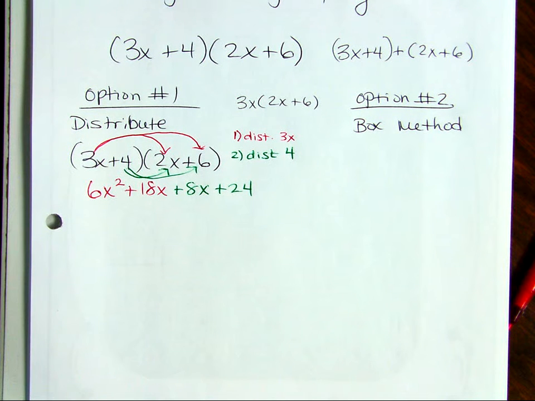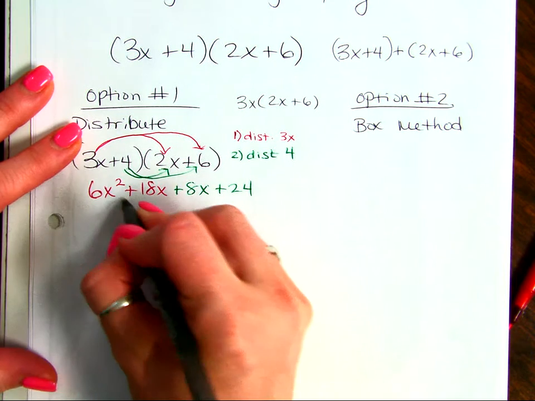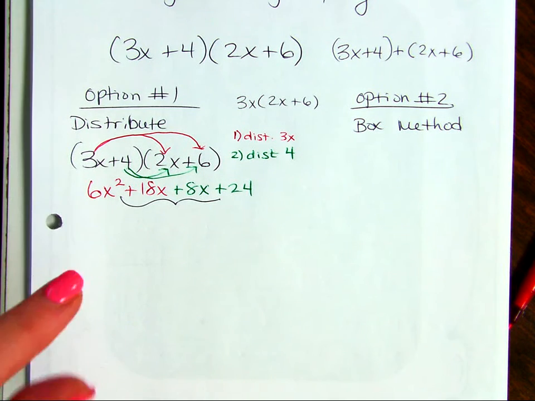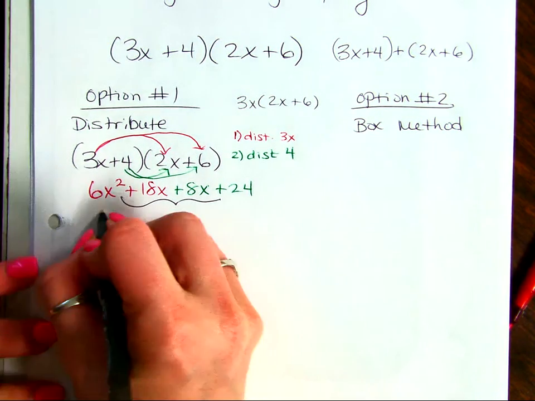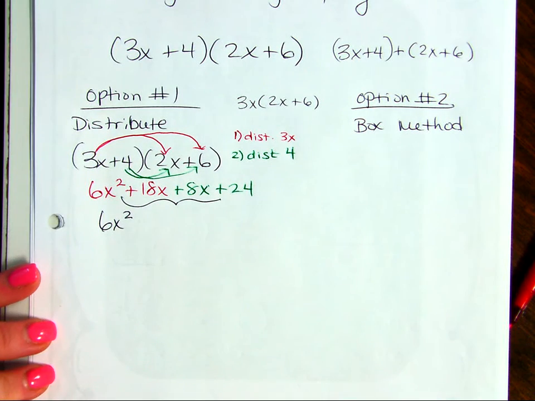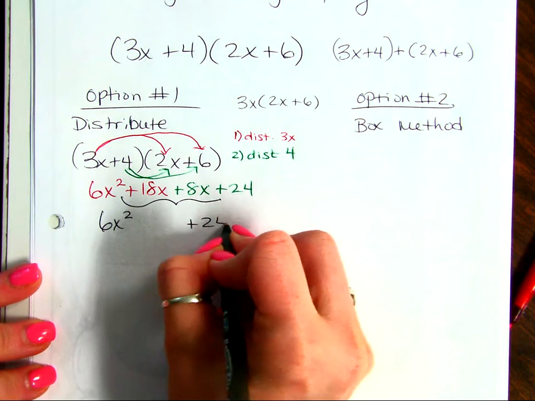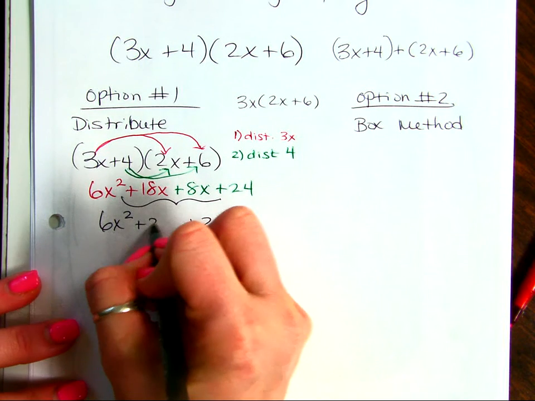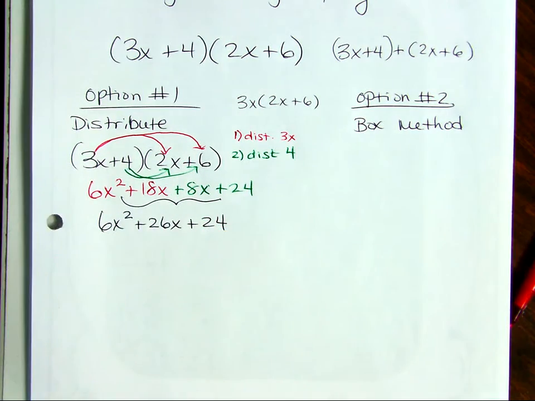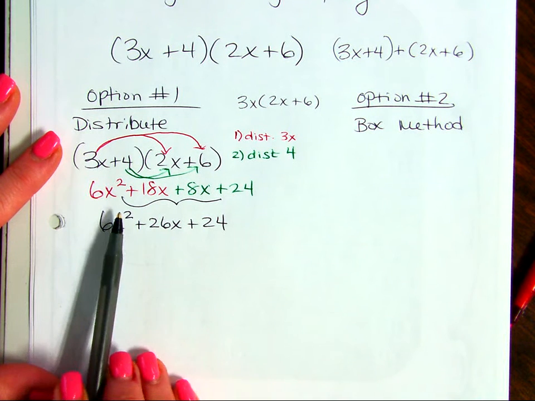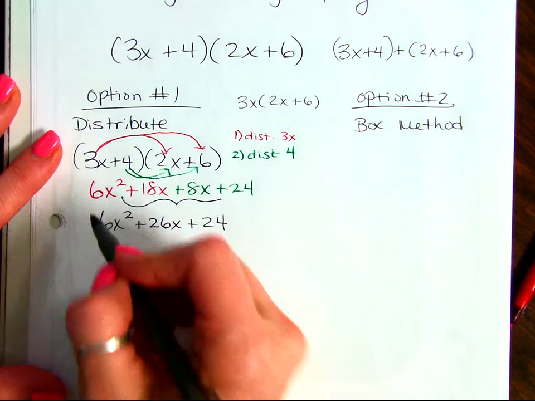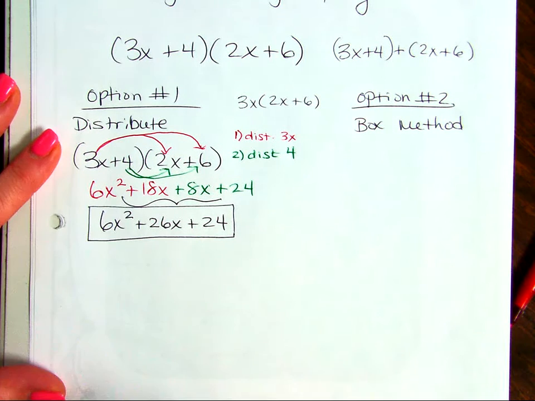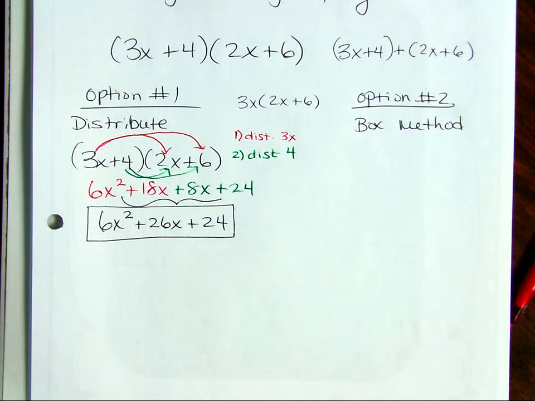So now, what did I say you should do always after you distribute? Look to see if you can what? Those are both x's, right? So I can't combine anything else with that, because it's a constant. But the 18x plus the 8x is 26x. And it's in standard form: 2, 1, none. This is my answer: 6x squared plus 26x plus 24. That's the answer. Okay? Ready for box method?